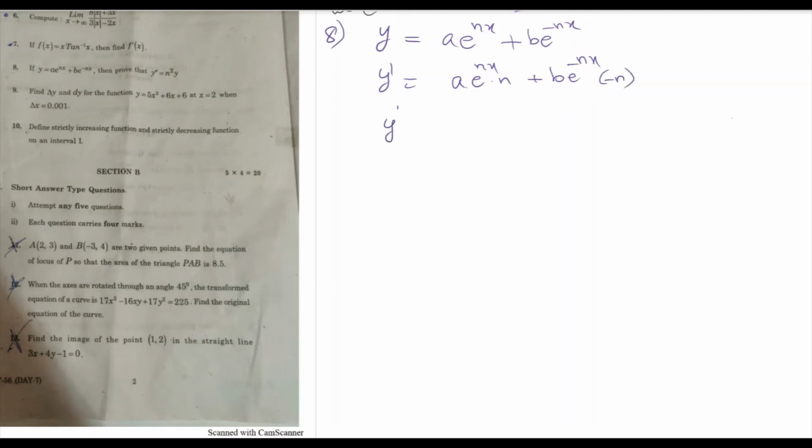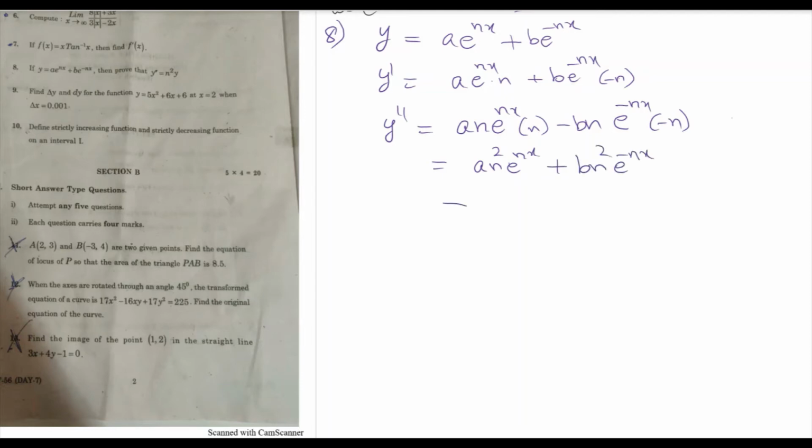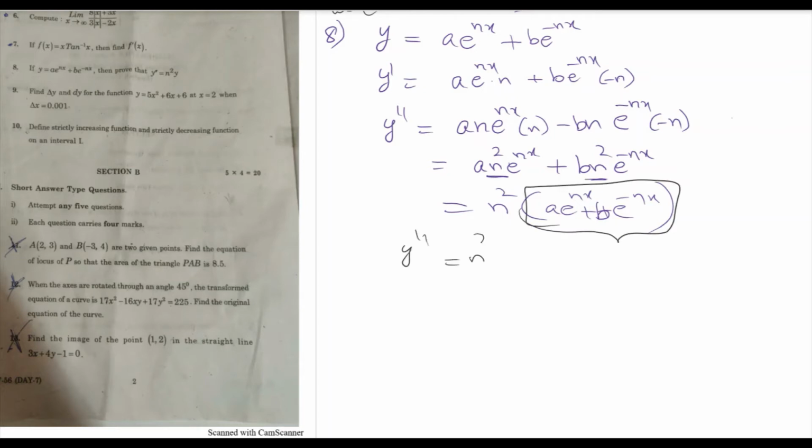Differentiating this again, y double dash equals a into e power nx into n into n, minus n into b is minus bn, and the differentiation of e power minus nx into minus n. This gives us a into n square into e power nx, minus into minus is plus, b into n square into e power minus nx. That equals n square times, taking n square common, a into e power nx plus b into e power minus nx. This part here is the given y. So y double dash equals n square into y.